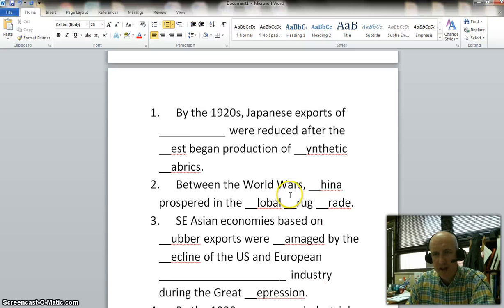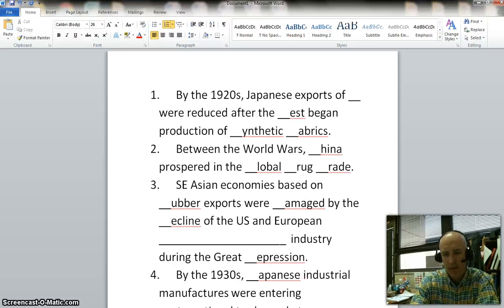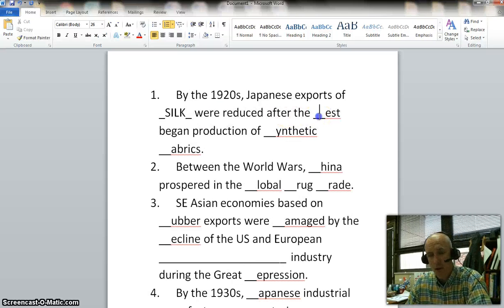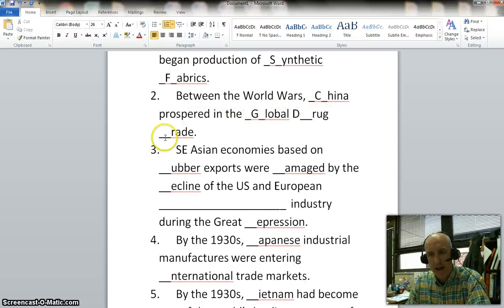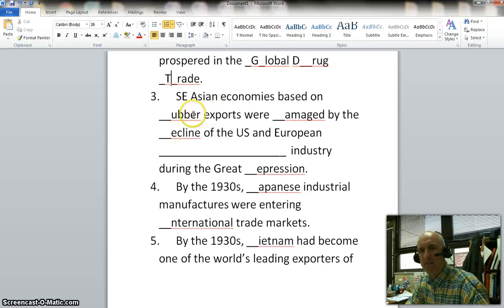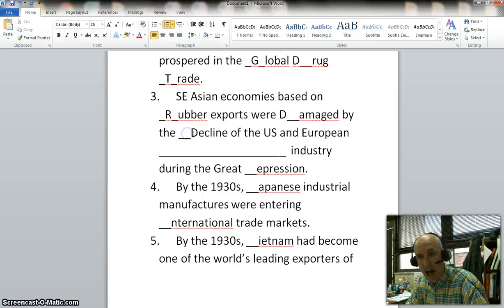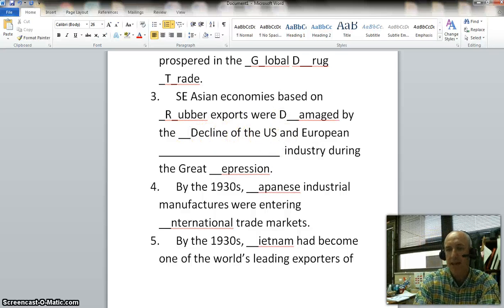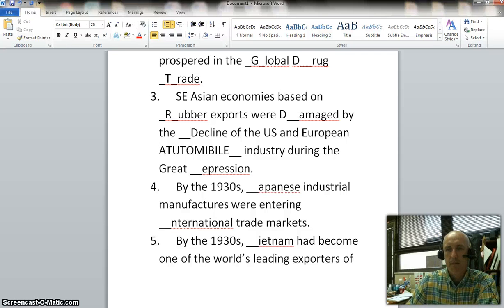Now let's look at Asia. Global trade in Asia. By the 1920s, Japanese exports of silk were reduced after the West began producing synthetic fabrics. Between the world wars, China prospered in the global drug trade. Southeast Asian economies based on rubber exports were damaged by the decline of the U.S. and European, what needs a lot of rubber? The automobile industry during the Great Depression.